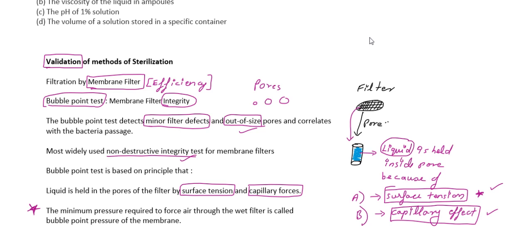By applying a particular pressure, you'll be able to move this liquid out of that pore. That pressure is called the bubble point pressure. It is the minimum pressure required to force air through the wet filter, that is, removing the liquid from that pore. This method is used for the validation of membrane filter integrity, that means how efficient the membrane filter is.